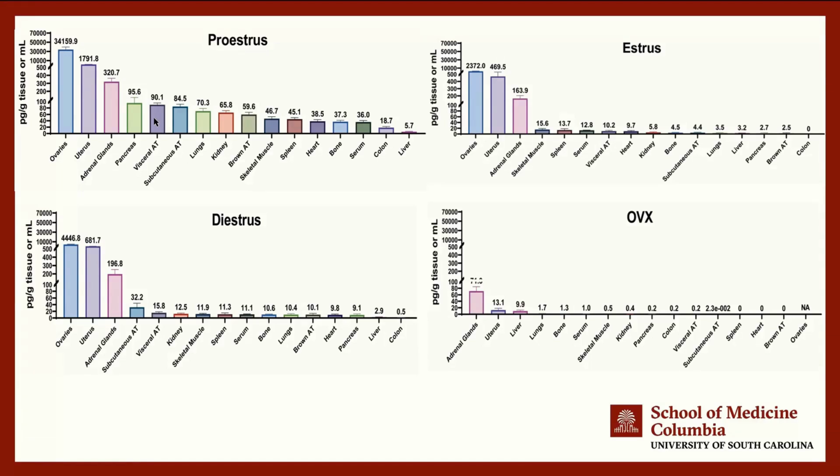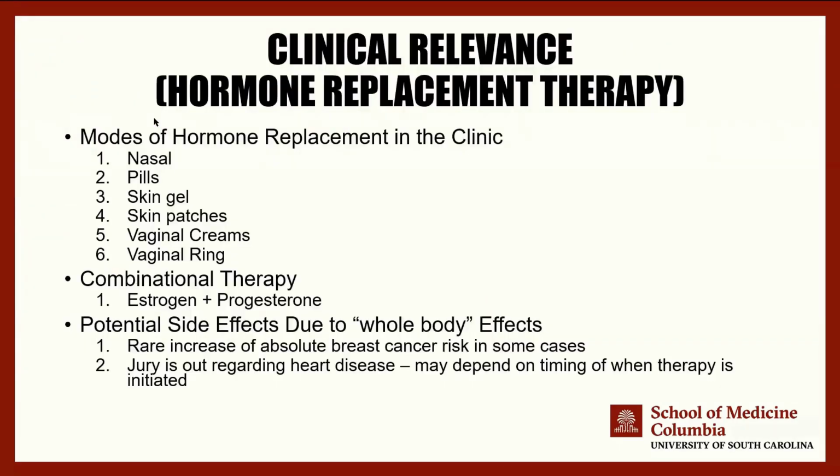Again, I'm not going to show you this data because we're focusing on E2, for example. So what's the clinical relevance of this? Well, think of hormone replacement therapy. There are different modes of hormone replacement: nasal, pills, skin gel, skin patches, vaginal creams, vaginal rings. There's combinational therapies. So all of these therapies and different modes of delivery will affect bioavailability of E2.